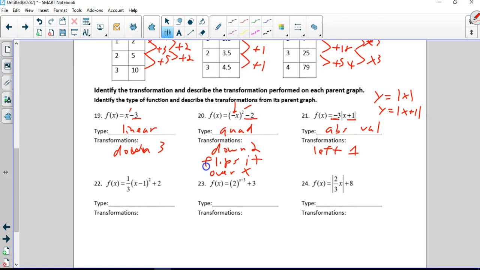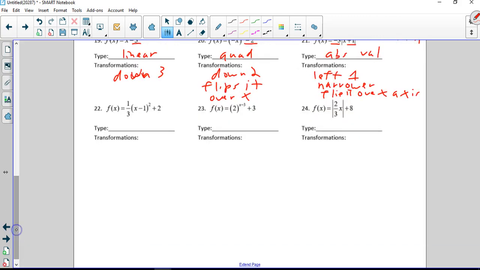And then this -3 out here is actually 2 things. The 3 is going to make it narrower, or stretch it vertically, make it taller. And then the negative is going to flip it over the x-axis. In other words, it's going to go upside down. Okay, a lot going on here.